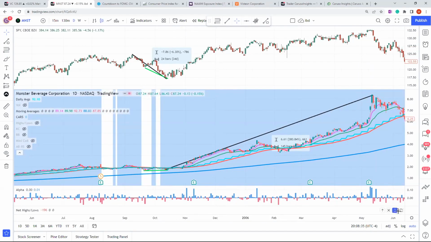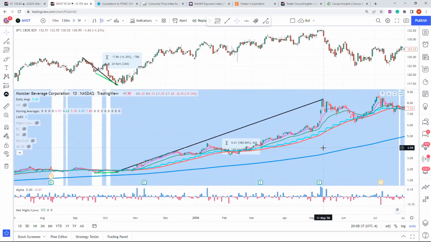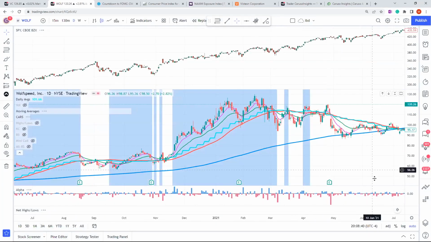Now let's take a look again with fresh eyes at our current stocks. Take a look at Wolf.